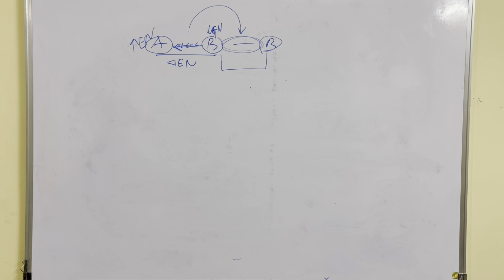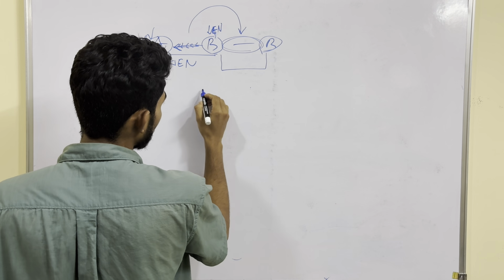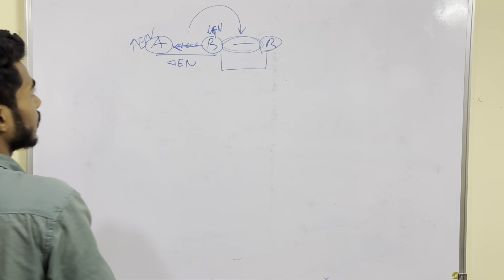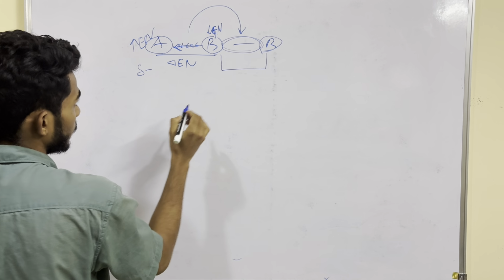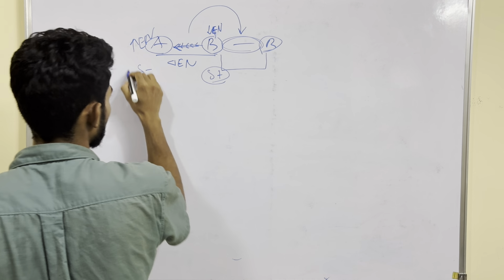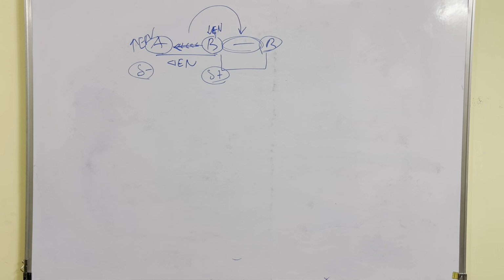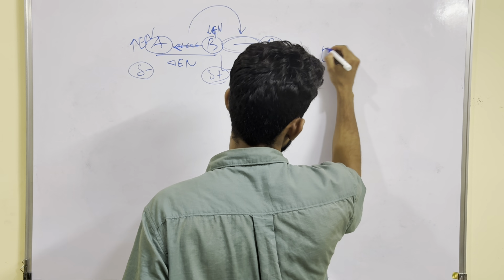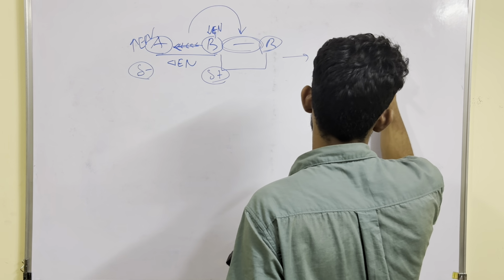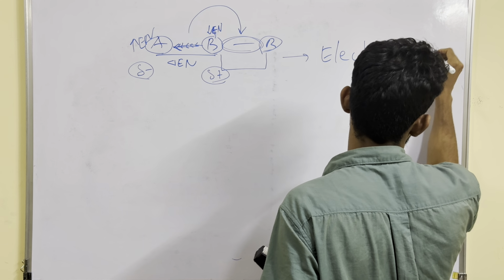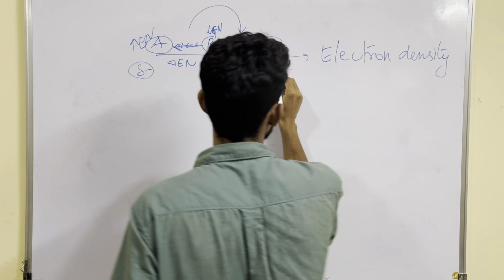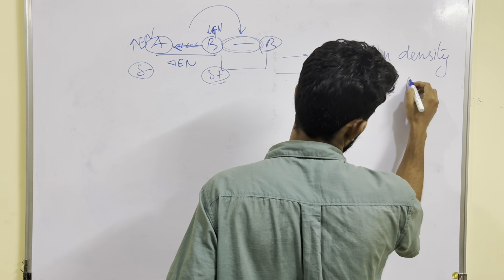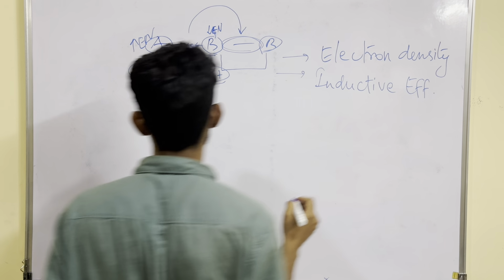In the inductive effect, what will happen? Electron density will be shifted. See, this is more electronegative, so there will be delta negative, and this is less electronegative, so it will be delta positive. Like this it takes place. The most important thing is that this is all about electron density, and it is in the case of the inductive effect. But what about the mesomeric effect?